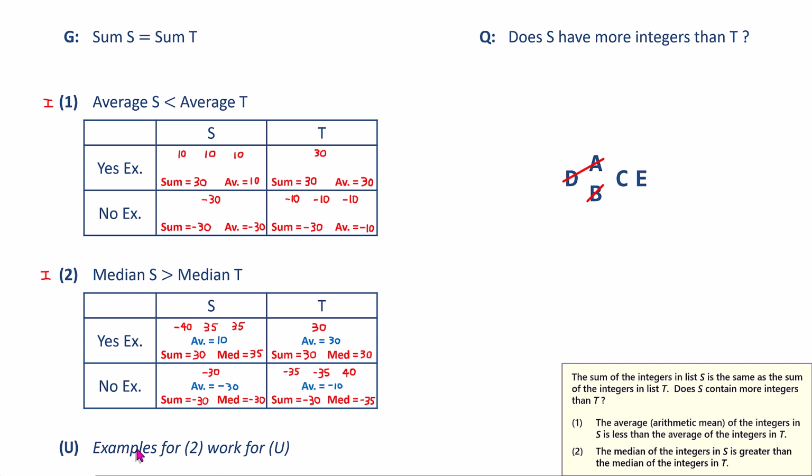And since we now know that U has both a yes example and a no example, we can say that U is insufficient, which means that our final answer is E.